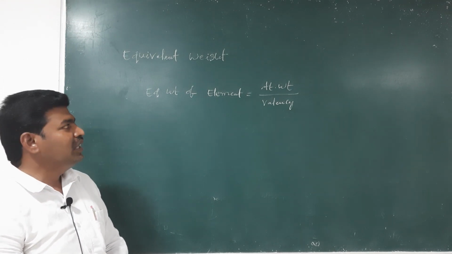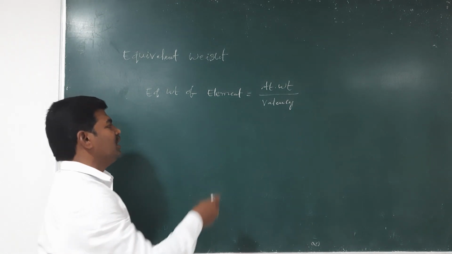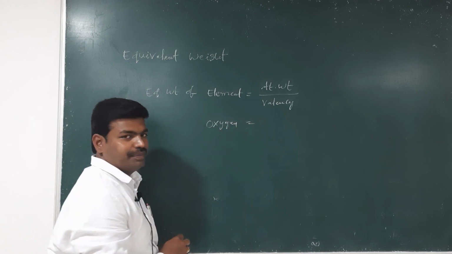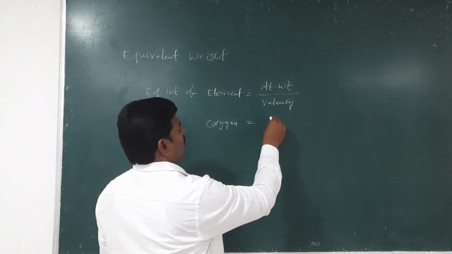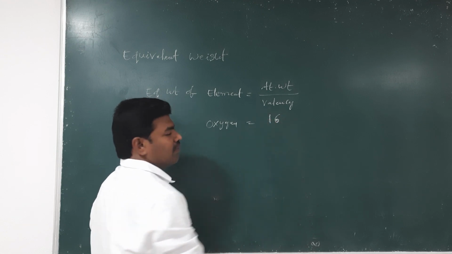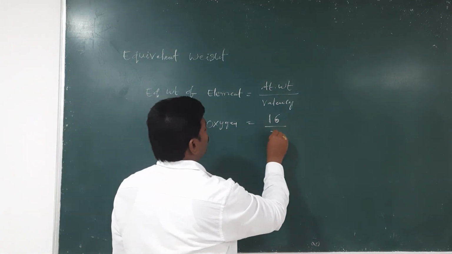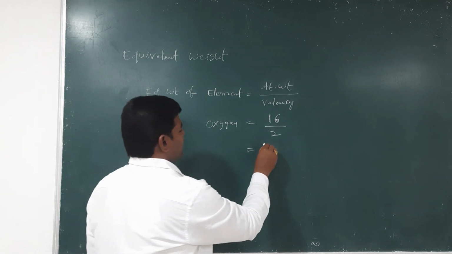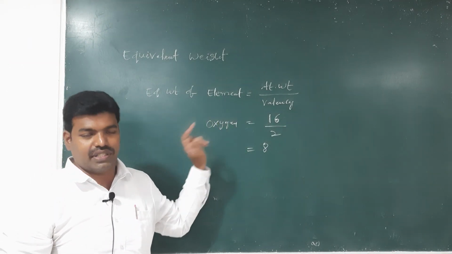For example, if you take the element oxygen, it exists as O2 and its atomic weight is 16. One oxygen atomic weight is 16 and its valency is 2. So 16 by 2 is equal to 8. 8 is the equivalent weight of the element oxygen.